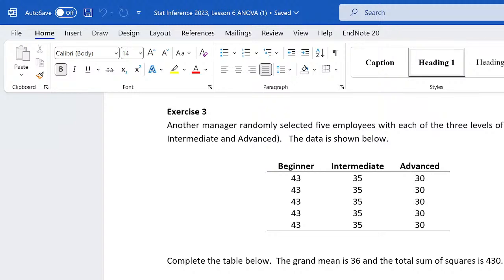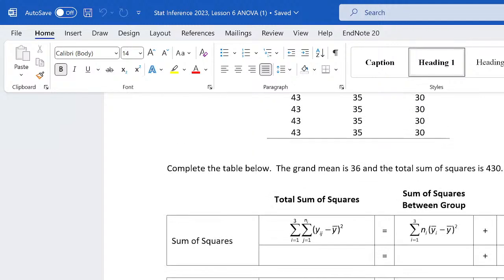Now, that's the ridiculous extreme. But again, good teaching example. Got one more for you. Now, another manager, 6 of them, 6 apiece. Grand mean there is 36, and this total sum of squares is 642.